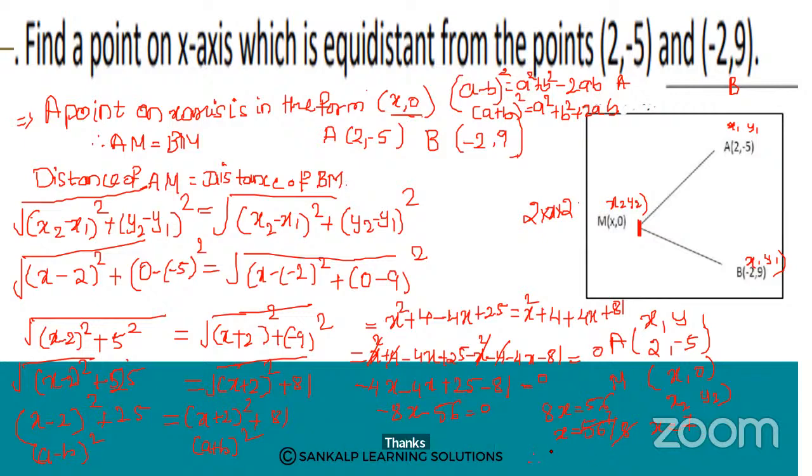So therefore required point is 7, 0. Okay, 7, 0. Or it will be minus. Yes. Understood? Have you understood?